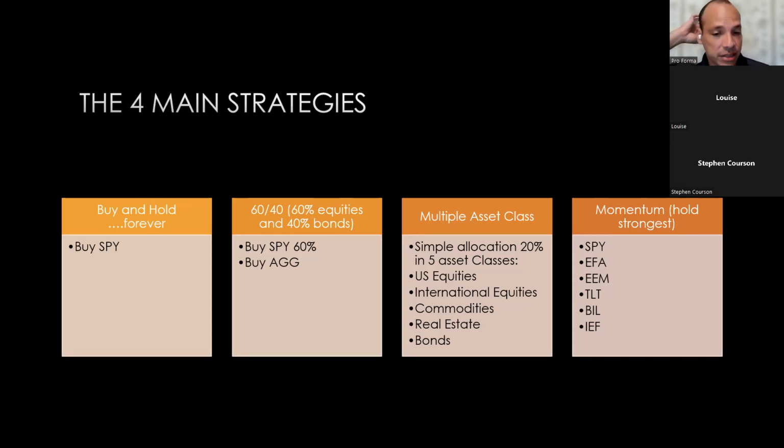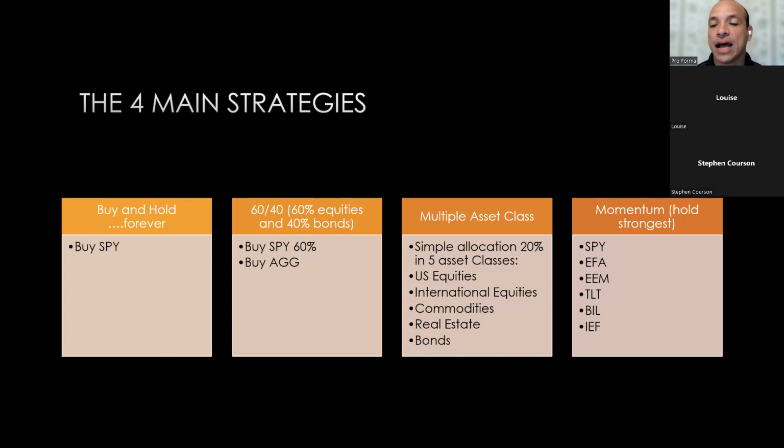So the next one is a 60-40 strategy, and I'm going to go more in depth on these. You hold 60% equities, which means something like the SPY, and then 40% bonds. And then the next one that appeared was multiple asset class. There are different types of multiple asset class, but the idea is that you don't just hold the two asset classes in the 60-40 portfolio. You hold more. As you can see, you have US equities, international equities, commodities, real estate, and bonds.